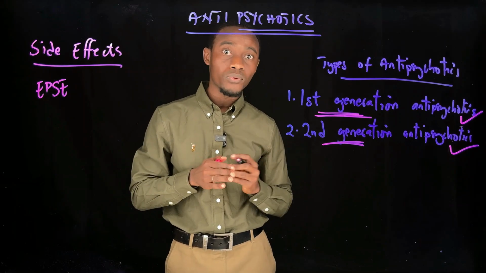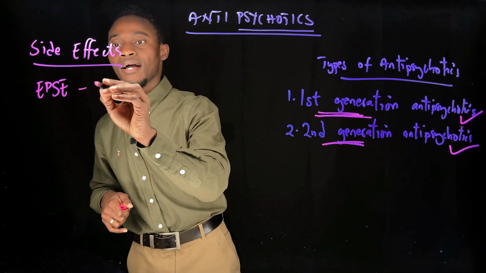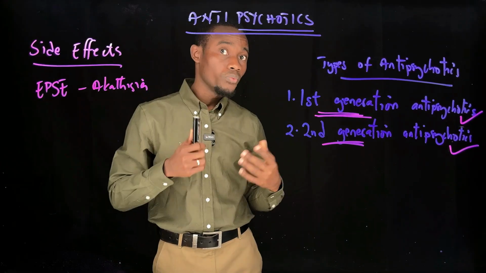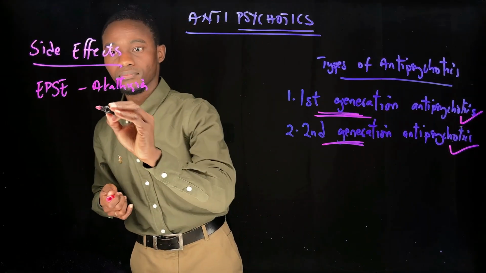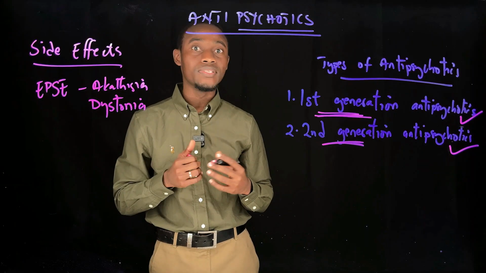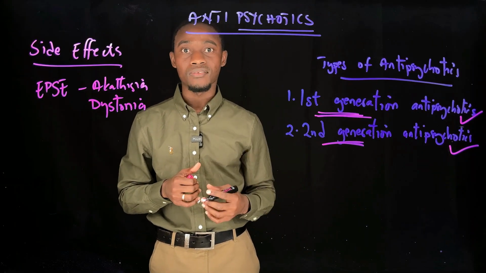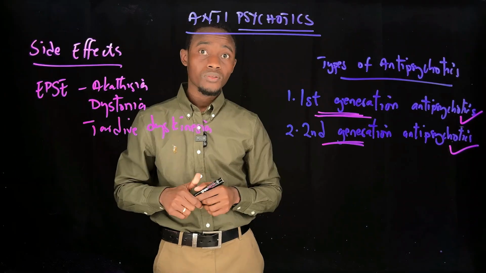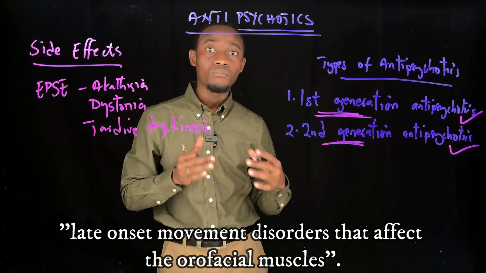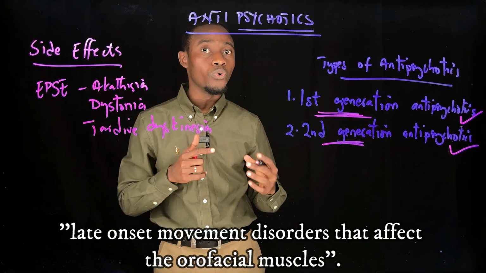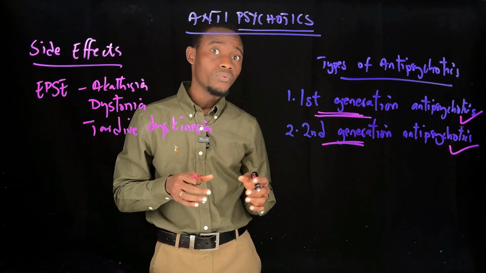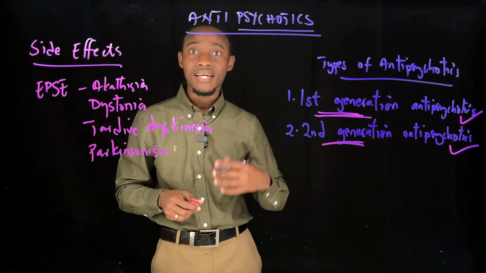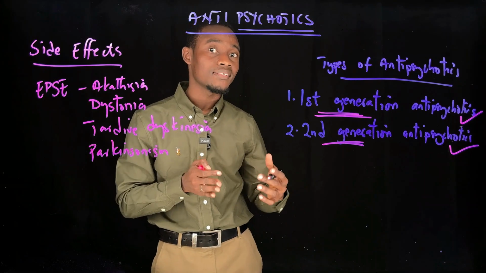Some examples of EPSEs are akathisia, that is restlessness. We also have dystonia, which is typically muscle rigidity in the neck and back muscles. We also have tardive dyskinesia, which are late onset movement disorders that affect the orofacial muscles. And finally, we have Parkinsonism, which is almost like antipsychotic-induced Parkinson disorder.